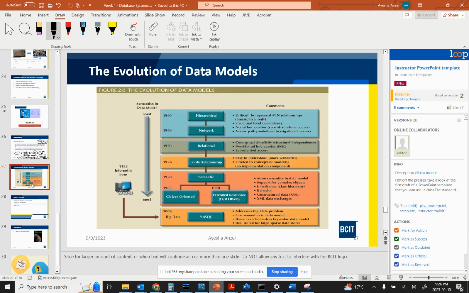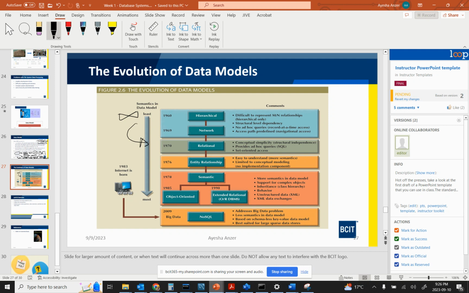Now, the evolution of data models. Whenever we talk about data models, we have to think about what the oldest data models are and what the latest data models available in the market are. Let's look at this diagram. Initially we used to have the hierarchical and network models, but there were certain limitations of these, which led to a new model.